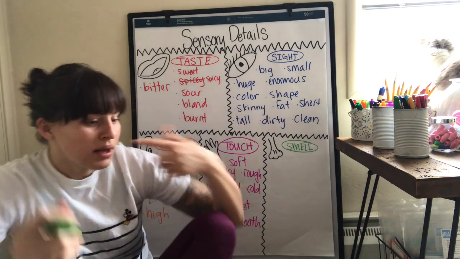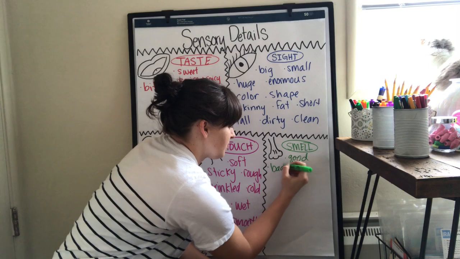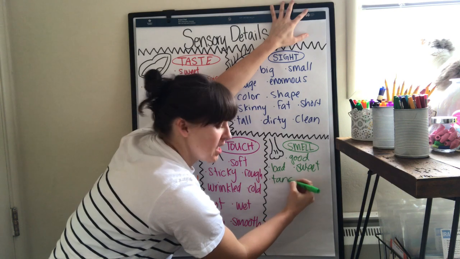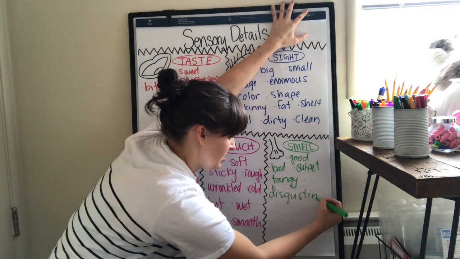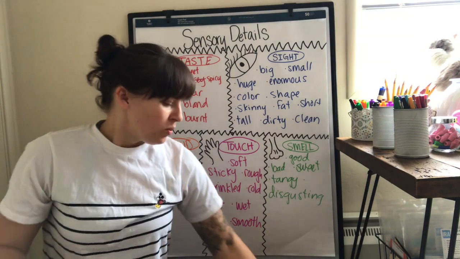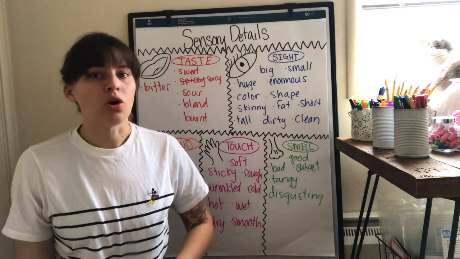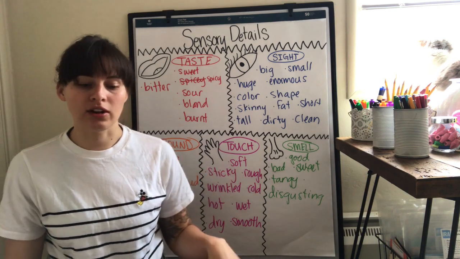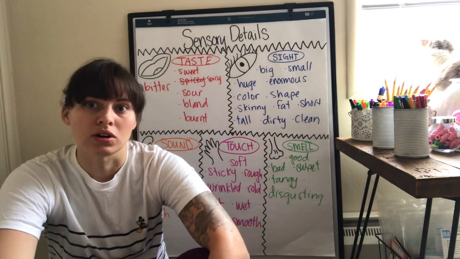Last thing is smell. So does it smell good? Bad? Ugh. Sweet? I don't know, tangy? Does it smell disgusting? Right? These are all words that describe smell. When you are coming up with different adjectives to add to your story, in your writing journal, you're just going to go back to the beginning of your story, kind of reread it, and see if there are any places where you can add descriptive words. And all of you can add a lot more descriptive words to your story.